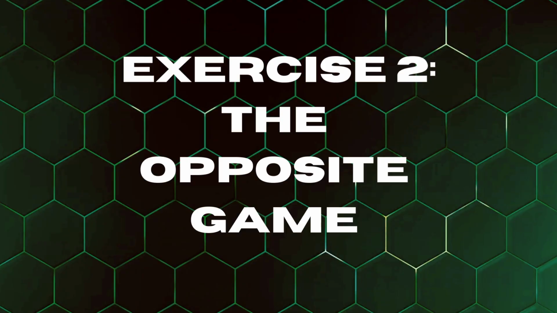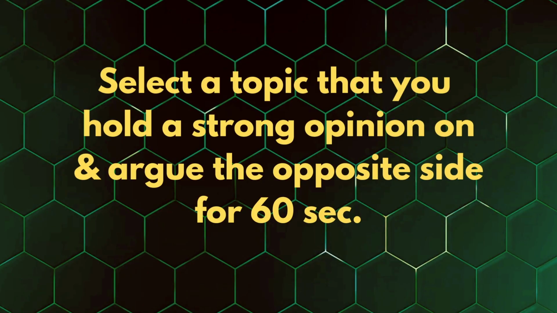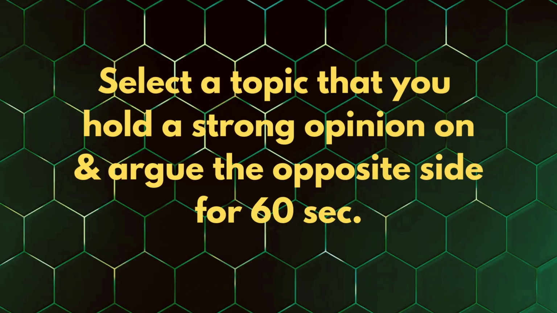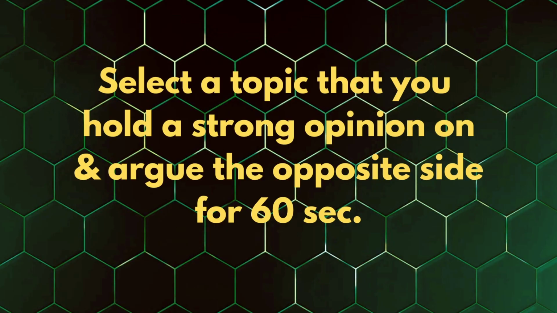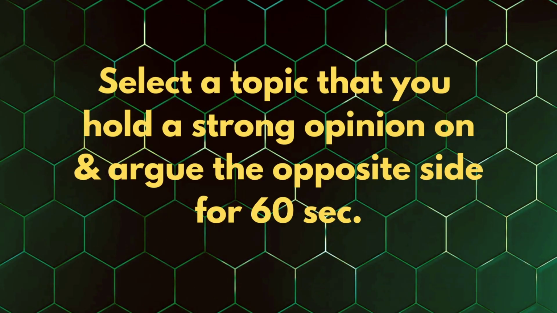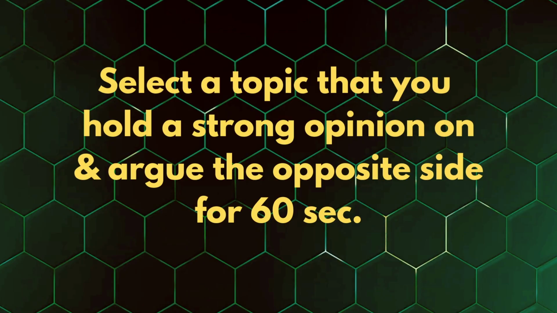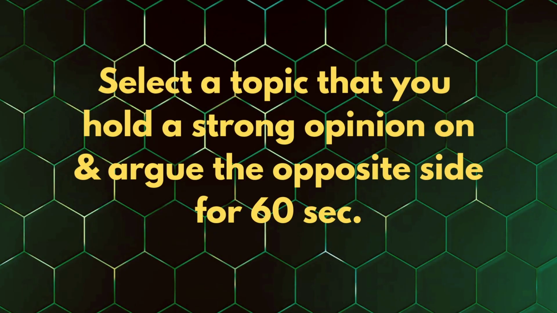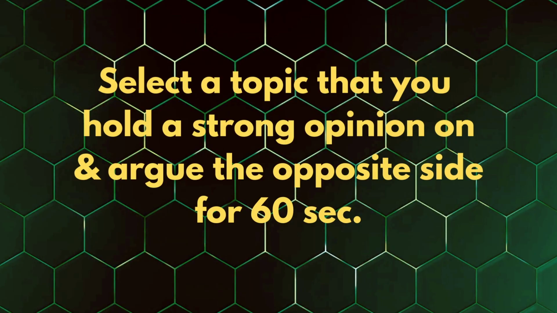The second exercise for level 1 is the opposite game. Take any opinion you hold and argue the complete opposite for 60 seconds. This isn't about changing your own mind. It's about training your brain to access different reasoning pathways. I'll give you 3 topics. Once you identify which side you naturally support, generate talking points for the opposite position.